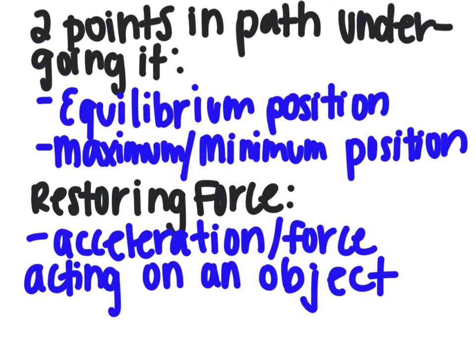The second point would be the maximum and minimum position. At this, the PE with force and acceleration are at a maximum, and the KE and velocity are at a minimum. The next part of simple harmonic motion is the restoring force, which is the acceleration or force acting on an object. For example, for a pendulum, the force would be gravity.